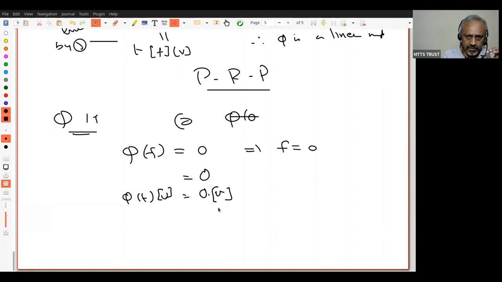Are you following? Don't get confused. If you are a second year BSc student, it is slightly tough. I know that. That's why I'm going very slow. Is phi of f equal to 0? What is this? This is a matrix. This equal to 0 is a 0 matrix, right? I want to say the linear map is 0. You follow that? Okay. If phi of f equals 0, what does that mean? What is phi of f? Phi of f is this.